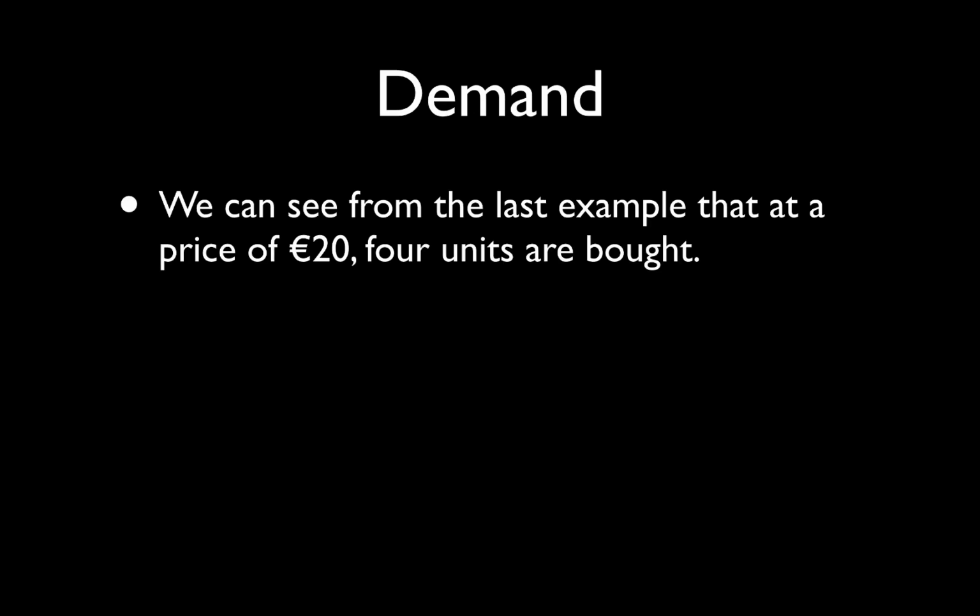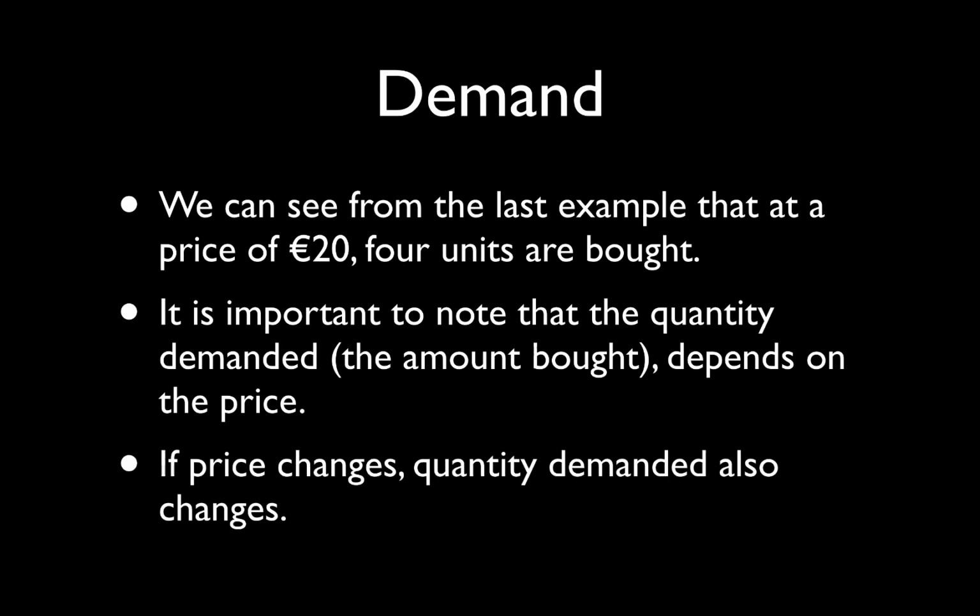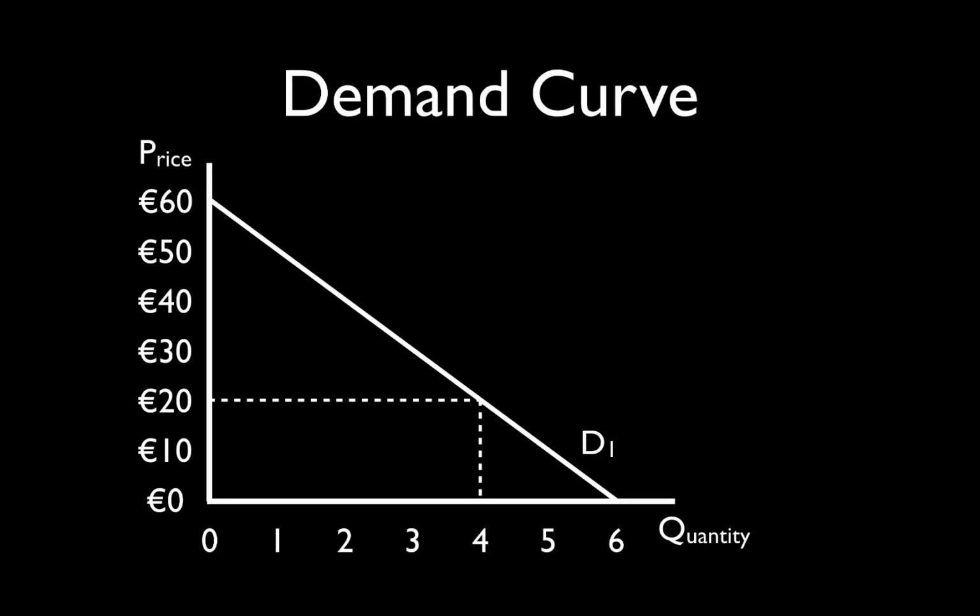As I said, we can see that at a price of €20 per t-shirt, 4 t-shirts are bought. It's important to note that the quantity demanded, which is just the amount bought, depends on the price. As price changes, there is a change in quantity demanded. If we go to a different price, let's say 40, we go out from 40, touch the demand curve and go straight down. Keep these lines perforated, as dots, and we see that at a price of 40, 2 t-shirts were bought.